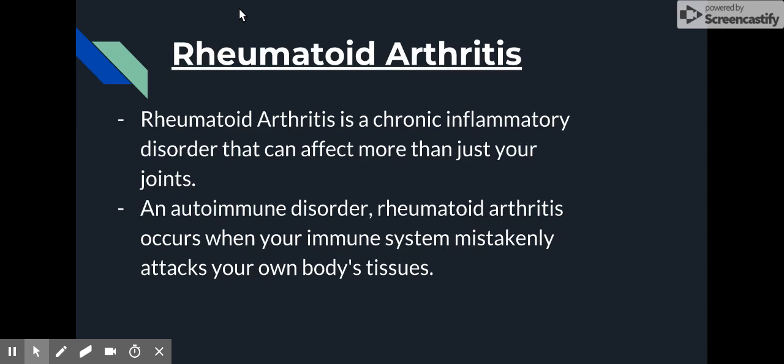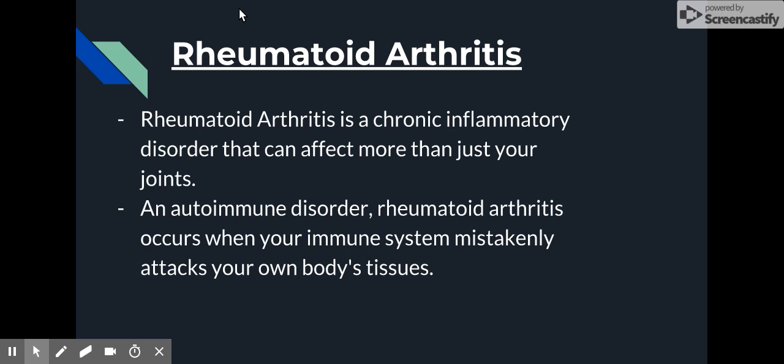The first disease we're going to take a look at is rheumatoid arthritis. Rheumatoid arthritis is a chronic inflammatory disorder that can affect more than just your joints. An autoimmune disorder, rheumatoid arthritis occurs when your immune system mistakenly attacks your own body's tissue. In some people, the condition can also damage a wide variety of body systems. That includes your skin, your eyes, your lungs, your heart, and even your blood vessels.